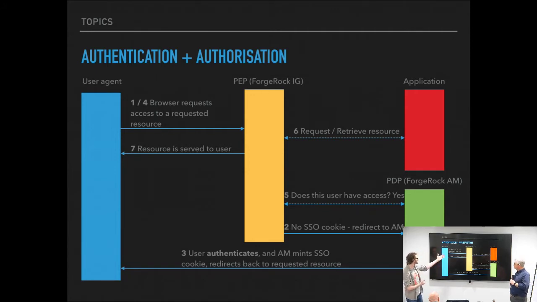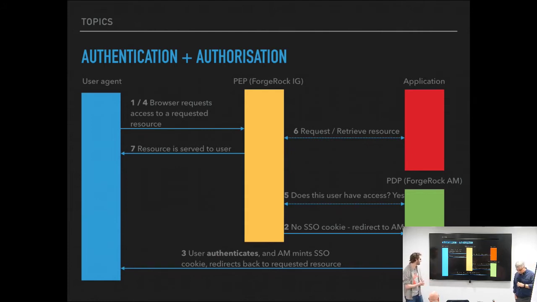So in this basic flow, the user is logged out. The user wants to log in to access a resource. So we say, no, you don't have currently any token associated with you to say that you are logged in. So we'll redirect you to our policy decision point. In this case, our policy decision point is also acting as our authentication agent. So you can imagine off to the side of the green block there that there is a data store of users, whether that's LDAP or whatever else, and we ask the user to authenticate.